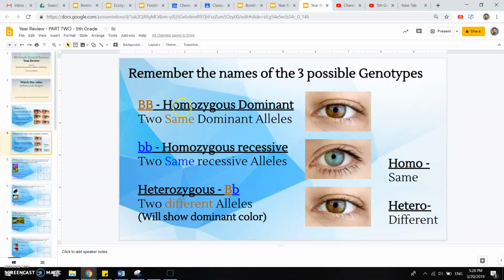Last time we talked about how you can have three possible genotypes in genetics. You can have big B, which is homozygous dominant: same dominant, both letters are the same and they're dominant. Little b, homozygous recessive: same recessive, both letters are the same and they're recessive. And heterozygous. That's different, so the two letters are different.